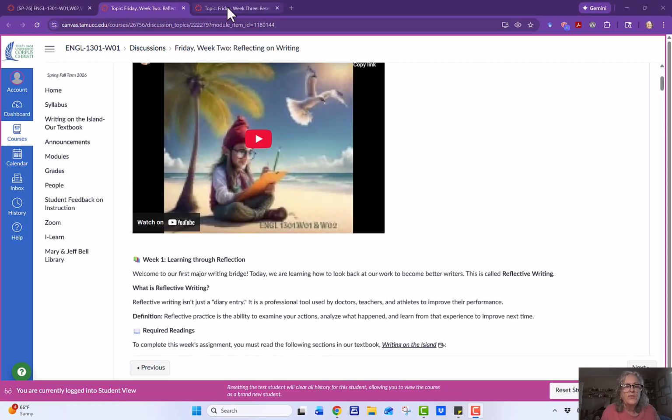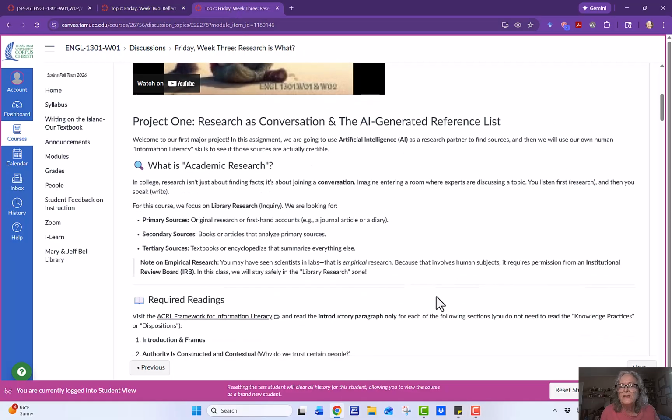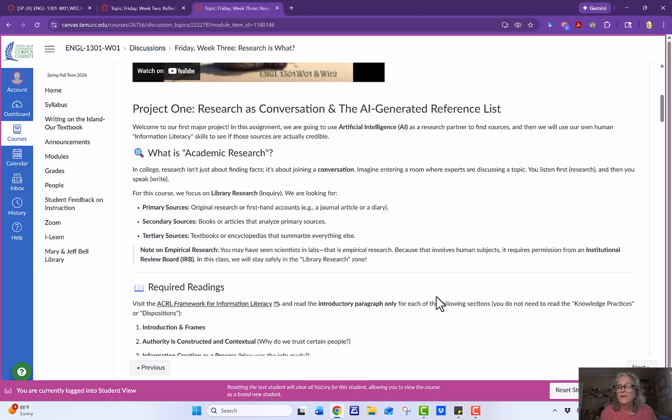Now week 3, let's look at week 3. Week 3, we're just looking at what research is in general, okay? You have laboratory research, you have library research, which is what we're doing because we're not going to work with humans. We're going to work with Gemini, but remember, Gemini is not human. We're going to use it as a research partner to find sources in the sources, audience, and type of documents.